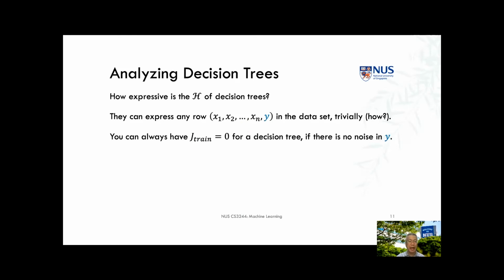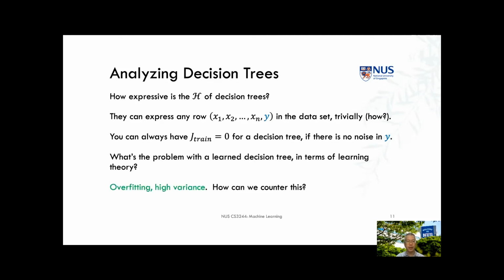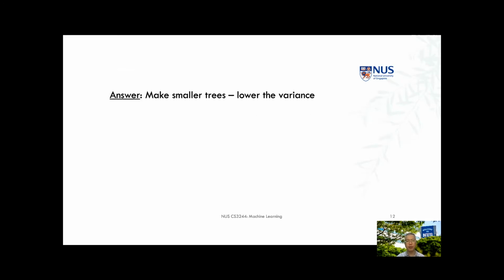So this is bad, right? Why is it bad? Because it's too expressive. I don't want it to be expressive enough to overfit. I want it to generalize, right? So basically, we need to find some way of figuring out how to deal with this problem, okay? One of the ways that we can do it is to make the trees smaller. So we want to lower the variance by cutting the tree off at a particular point.